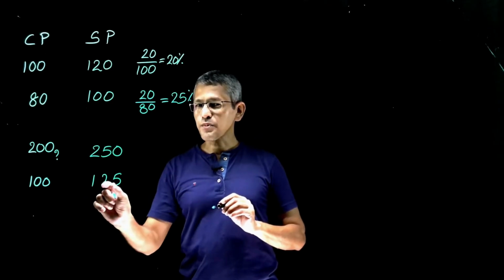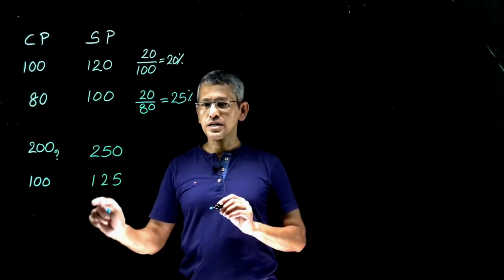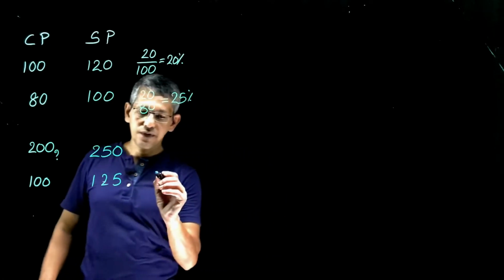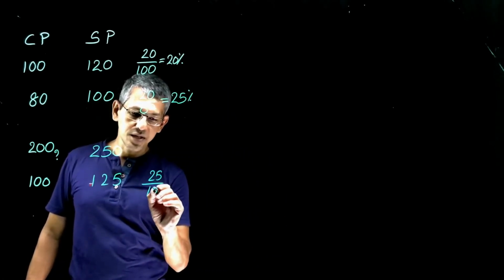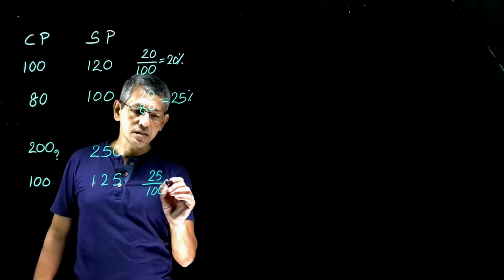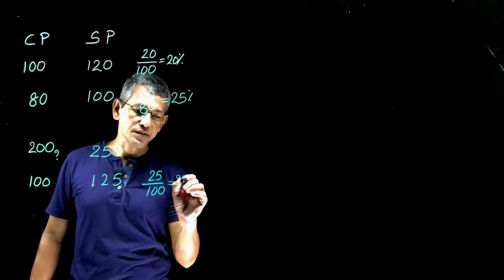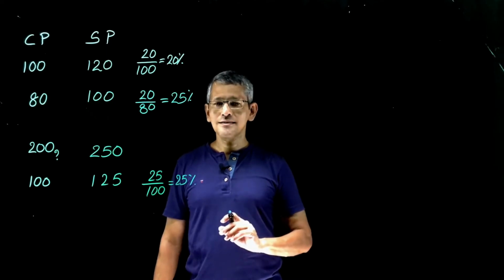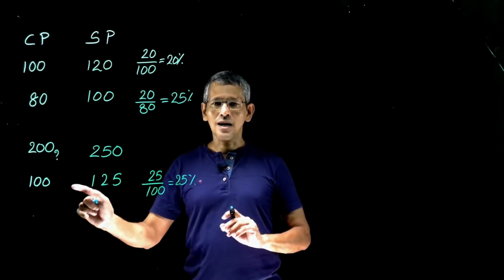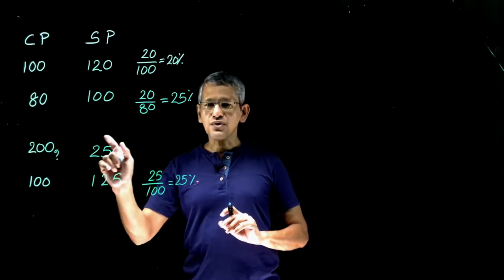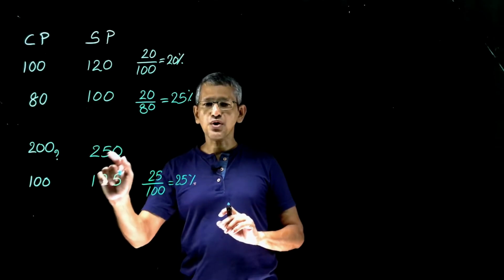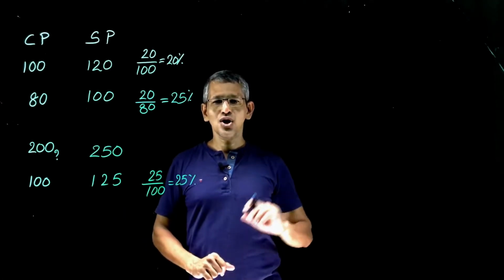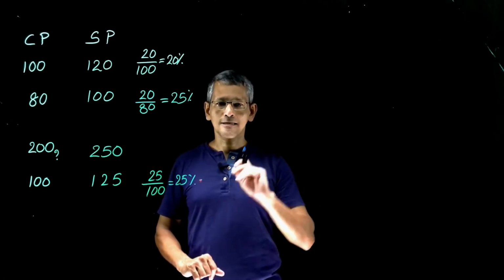This 25 rupees profit over 100, right? The difference between selling price and cost price is 25. That 25 by the cost price, which is 100. So what percentage is it? It's 1 by 4, right? 1 by 4 is 25%. Pretty simple. If it is 25%, that is what the question is. If the dealer or the shopkeeper makes a profit of 25% by selling the product for 250 rupees, then what would be the cost price? The cost price is 200. So we use trial and error to calculate it.